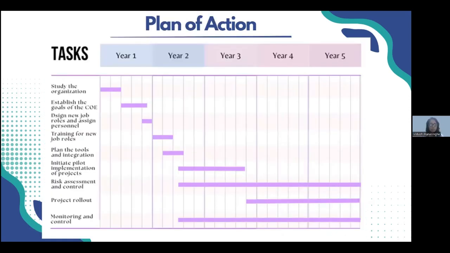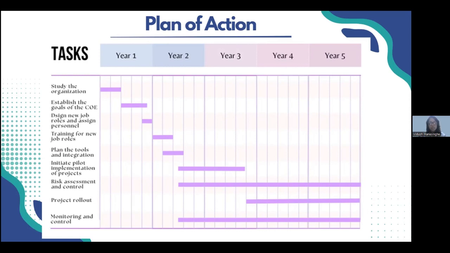Now I will walk you through the plan of action of the RPA and AI Center of Excellence. So in the first few months of the initial year, the company should engage in studying their processes well. And after that, the goals and objectives of the Center of Excellence are established. And then the required job roles and the people will be allocated. In the start of the second year, these job roles will be trained. And in that sense, the tools that are required are planned, and also the integration process is carried out.